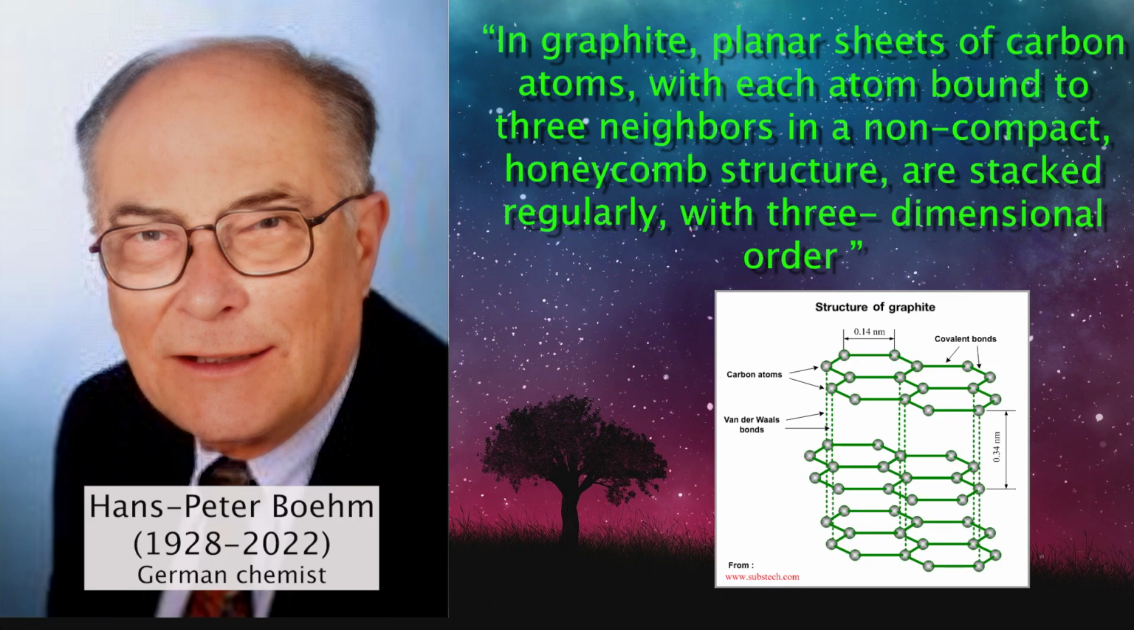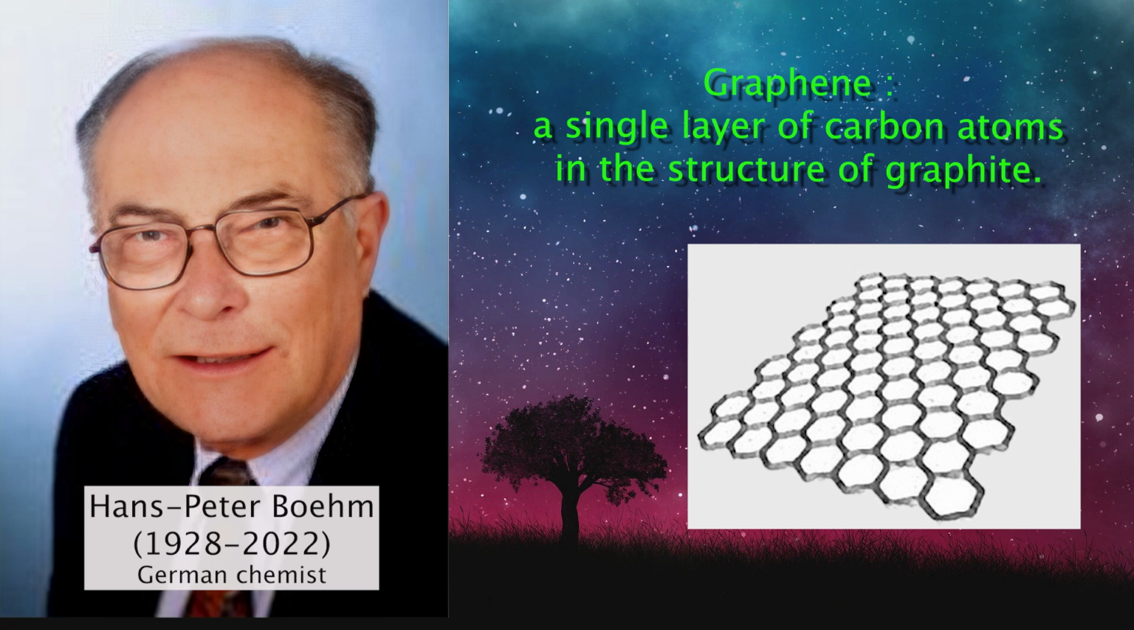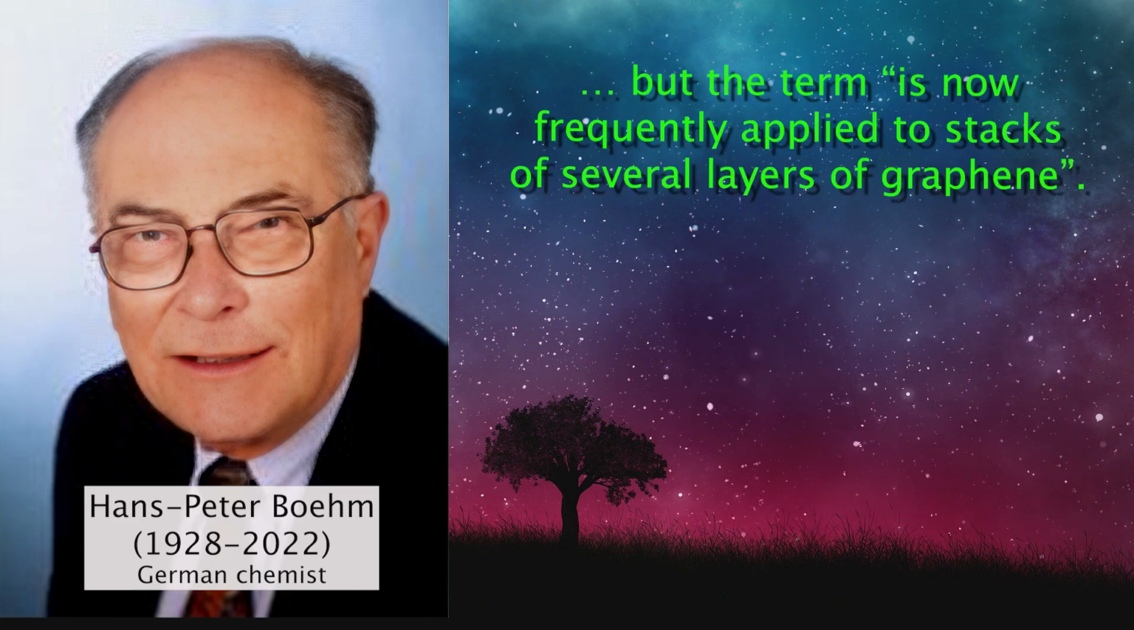In graphite, planar sheets of carbon atoms, with each atom bound to three neighbors in a non-compact honeycomb structure, are stacked regularly with three-dimensional order. Graphene was defined by chemist Hans Peter Boehm and his co-authors in 1986 as a single layer of carbon atoms in the structure of graphite. But the term is now frequently applied to stacks of several layers of graphene.